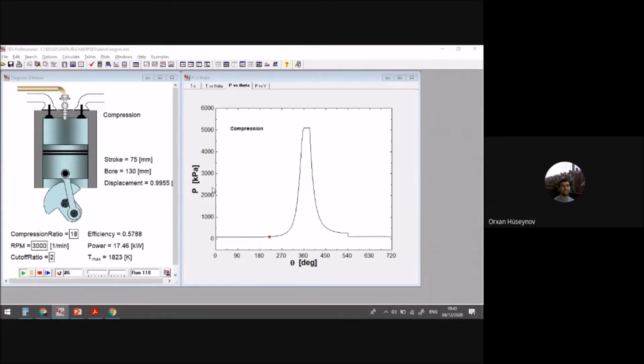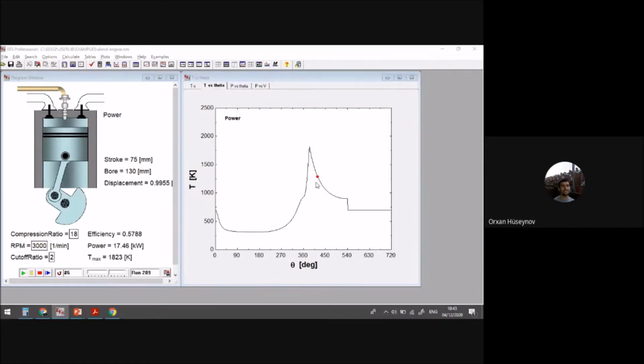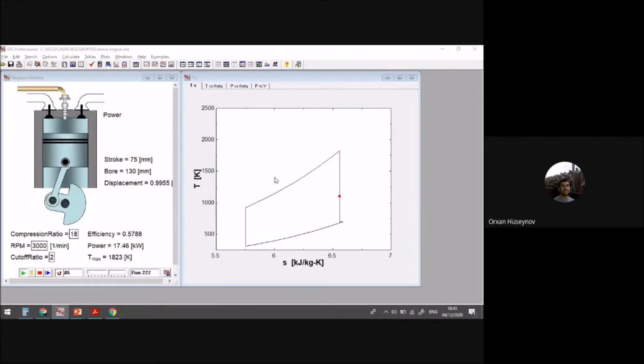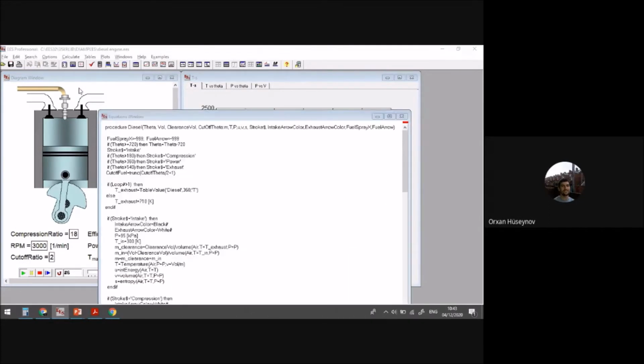We have talked about this one in the Otto cycle. Now the pressure will increase from this angle. Then you have the fuel input, and you have the power. You can also have the temperature versus theta diagram and the temperature versus entropy diagram. Okay, this is the diesel engine.